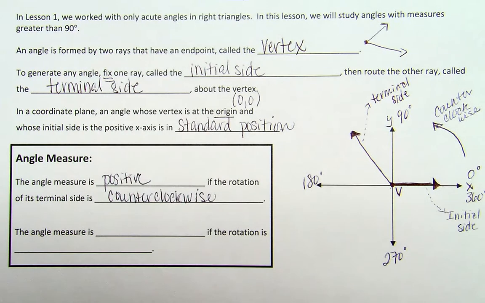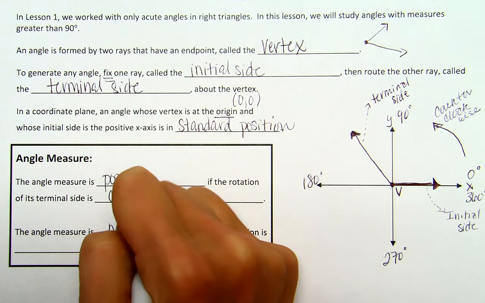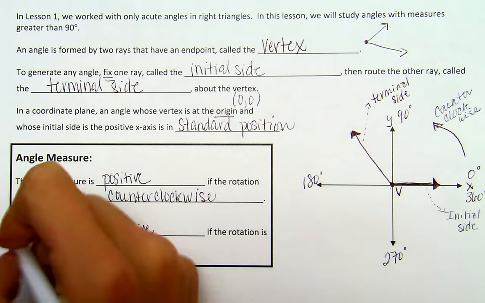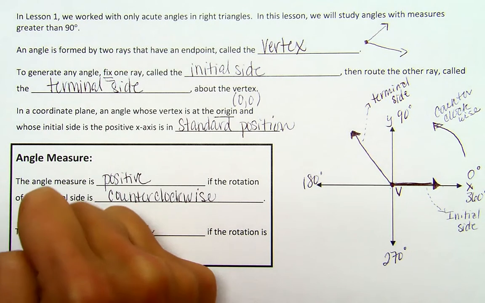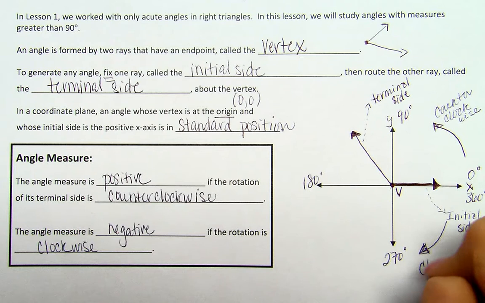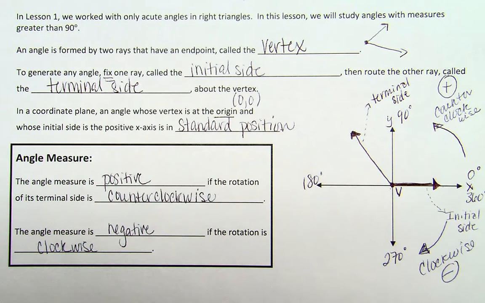Okay. Your angle measure is always negative, or goes in the negative direction, if the rotation is clockwise. So if we're going this direction, like a clock, it's going to be negative, counterclockwise, positive.